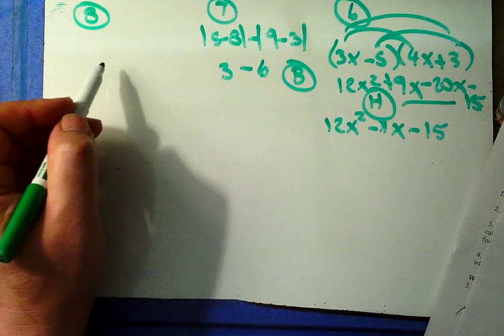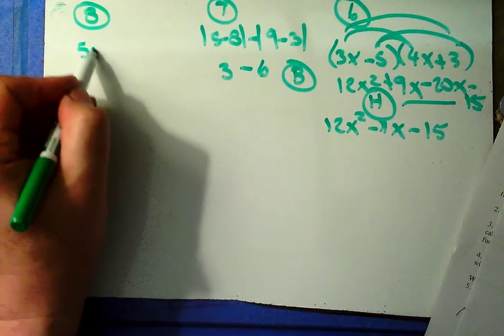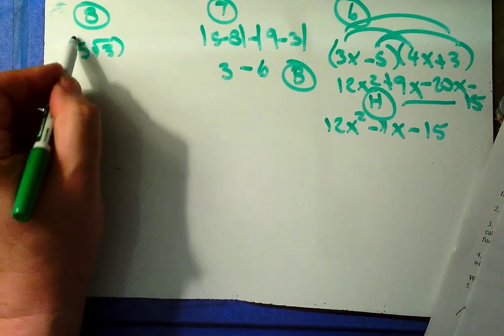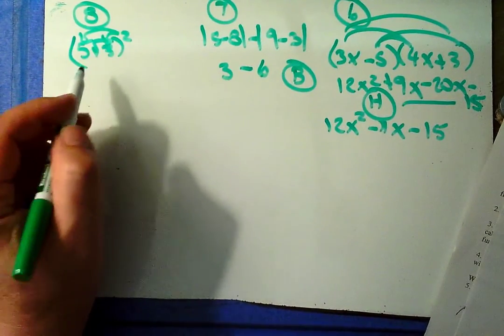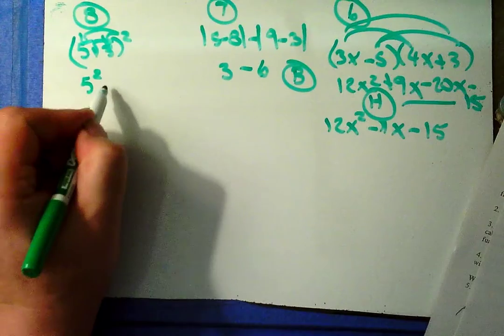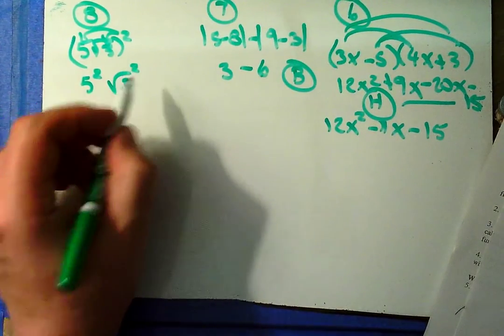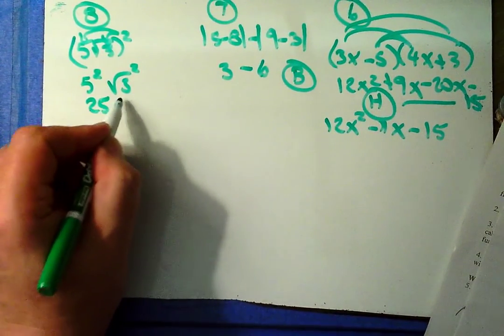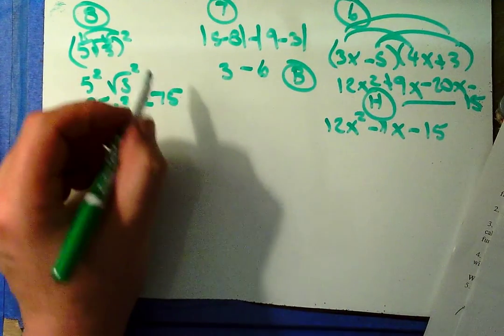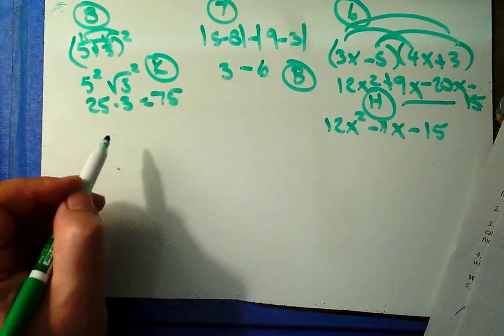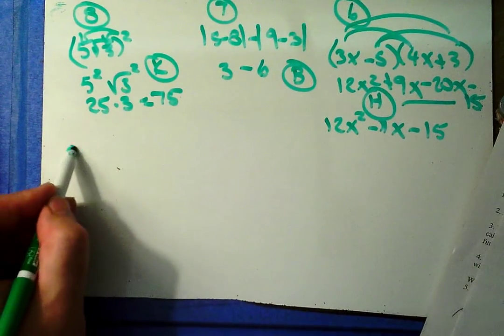Number 8. Number 8, we've got 5 root 3 squared. Well, here we have to square the 5 and square the root 3. 5 squared times root 3 squared is going to be 25 times 3, or 75. And that's choice K for number 8. Number 9.